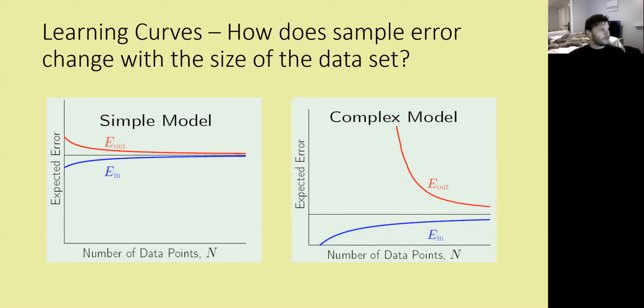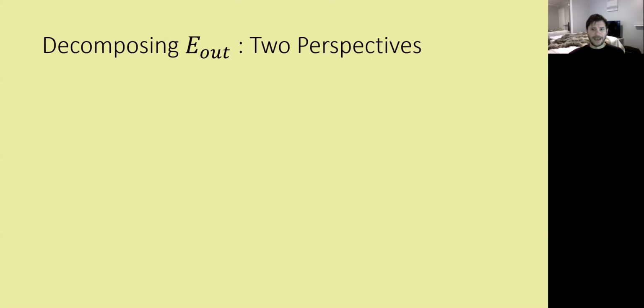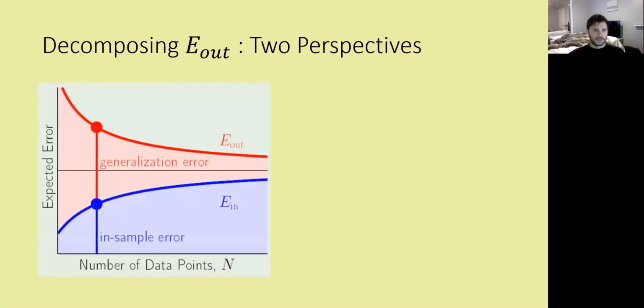So here are the two perspectives on decomposing Eout. The machine learning perspective says that the difference between Eout and Ein is captured by this term called the generalization error. So that is this region highlighted in pink in between Ein and Eout.